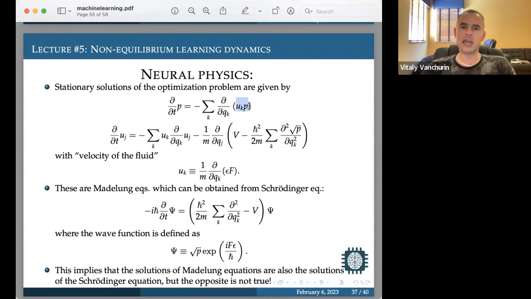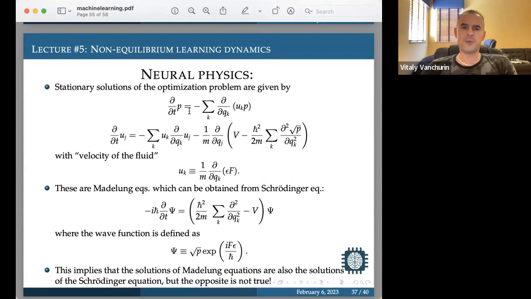So here I replaced F with U, but U has this definition. So it's completely specified by F, by the gradient of F. U is nothing but the gradient of F.